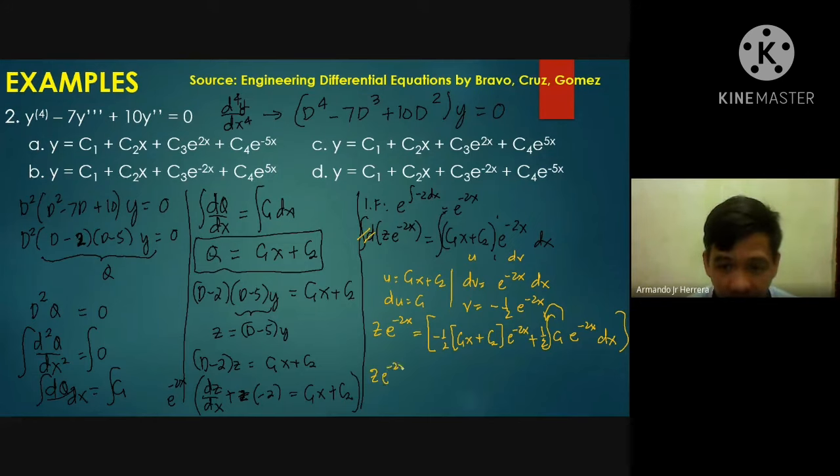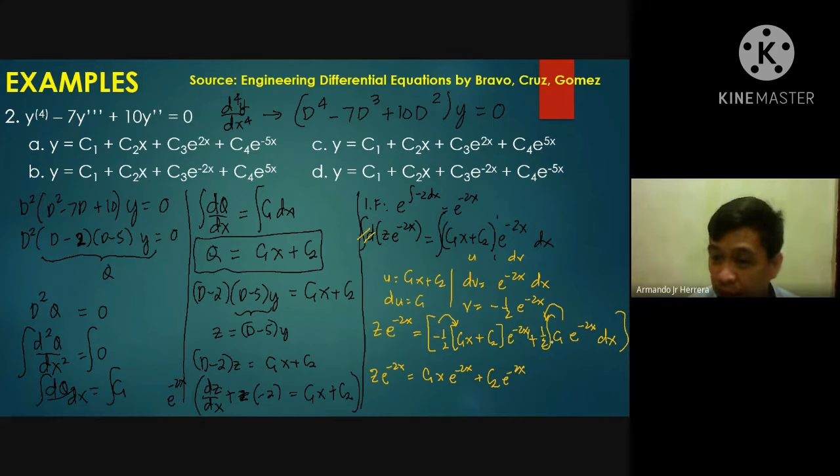e to the minus 2x is equal to, when you distribute this one, so negative 1/2 times c1 is still c1 of x e to the minus 2x. And then this 1/2 multiplied by c2 e to the minus 2x is still c2 e to the minus 2x. So again, 1/2 times any constant will always be a constant. And then integral of the c1 e to the minus 2x, magpo-provide ng negative 2, magpo-provide ng negative 1/2.